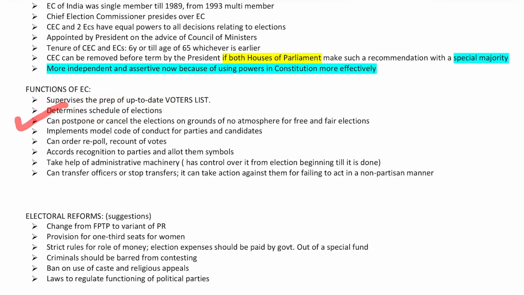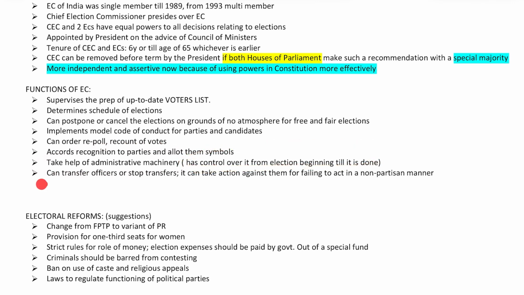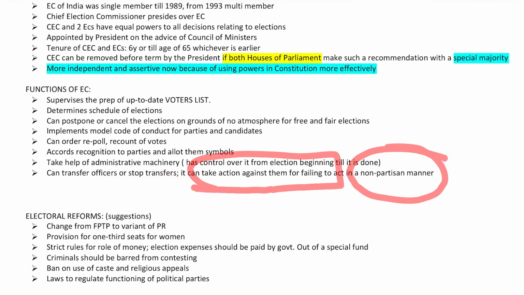It can postpone or cancel the elections on grounds of no atmosphere for free and fair elections. It implements the model code of conduct for parties and candidates, can order re-poll, recount of votes, accords recognition to parties and allots them symbols. It takes help of administrative machinery, has control of it from election beginning till it is done. It can transfer officers or stop transfers. It can take action against them for failing to act in a non-partisan manner.